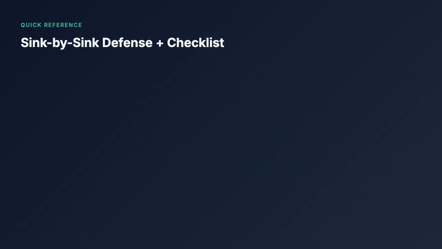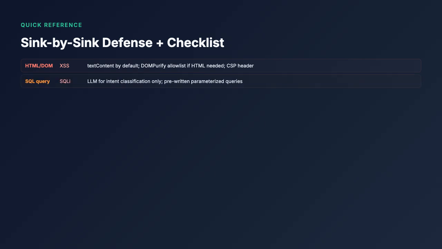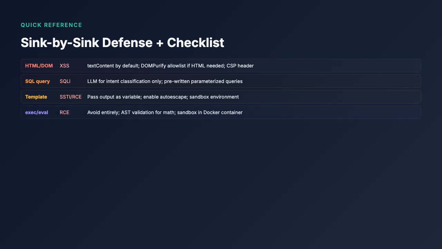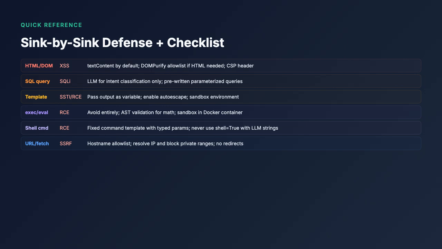Here's your sink-by-sink defense reference. For HTML, use text content by default, DOMPurify if HTML is needed, plus a CSP header. For SQL, use intent classification with parameterized queries. For templates, pass output as a variable with auto escape enabled. For exec and eval, avoid them entirely. Use AST validation for math and Docker sandboxes for code. For shell commands, use fixed command templates with typed parameters. For URLs, validate against hostname allow lists, block private IPs, and disable redirects. For logs and email, strip new lines and use fixed template structures.